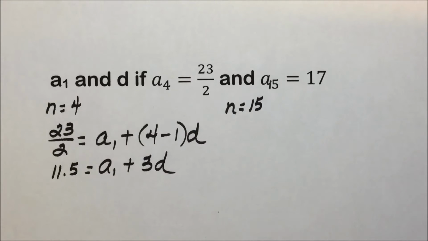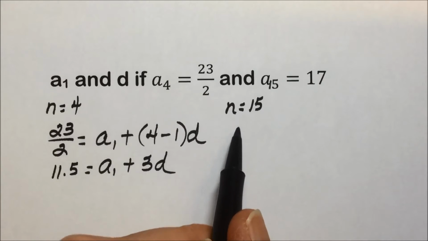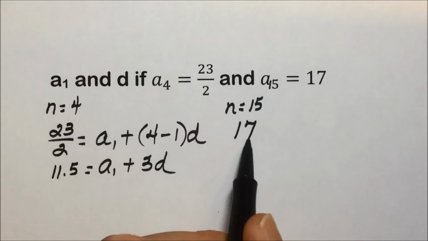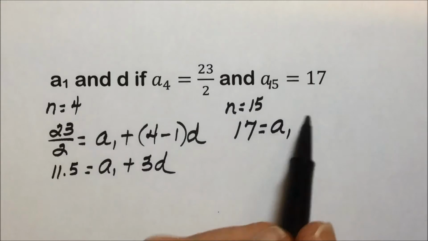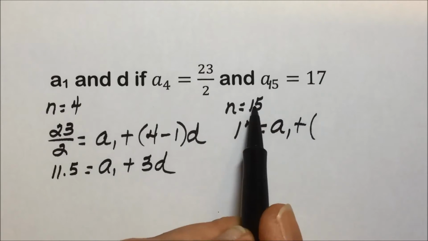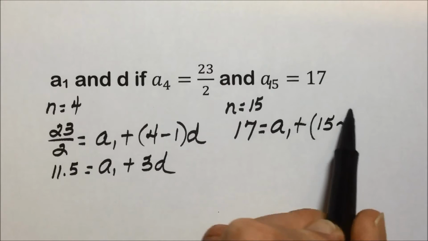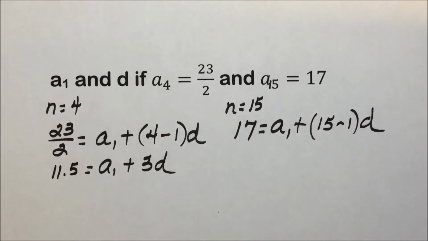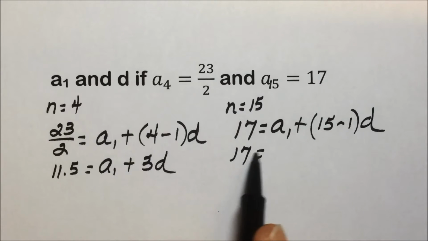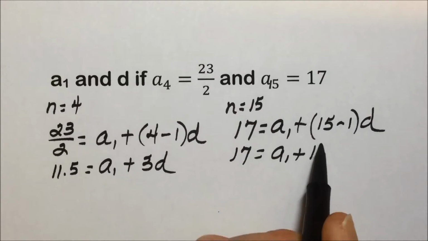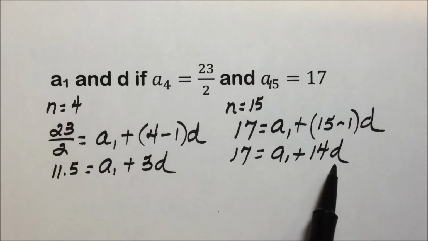Here's our 15th term. How did they find the 15th term? The 15th term, which we know is 17, was generated by taking the first term we don't know, plus n, 15th term, minus 1, times the common difference, which is unknown as well. Simplifying here, 17 is equal to a1 plus 14 times the common difference. We now have a second equation.